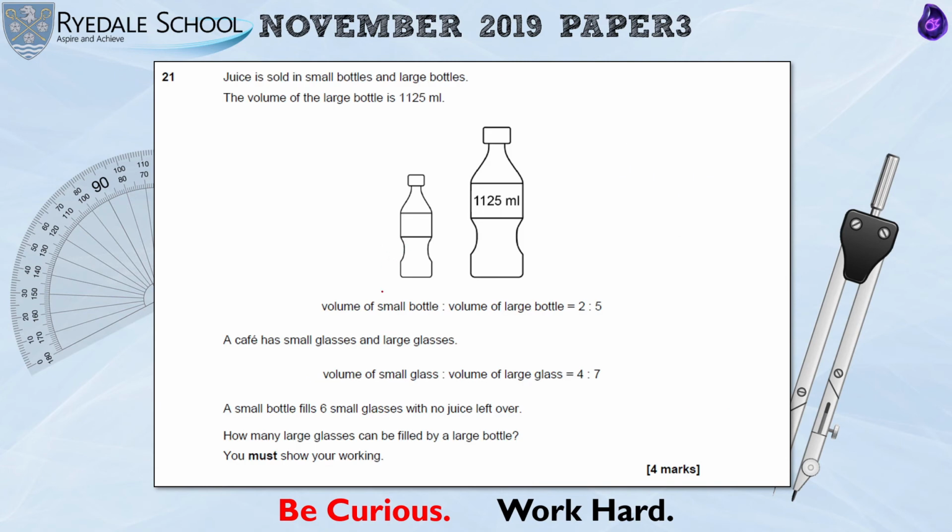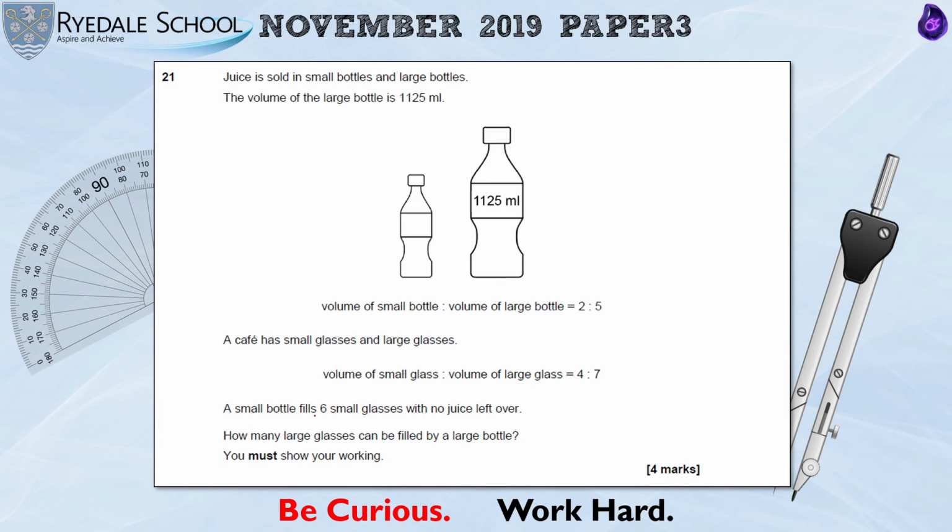Question 21. Okay, looks already interesting. Looks very, very similar to maybe a topic we've done recently. Again, I've left out a lot of the space, so I'll do the working out at the side. Juice is sold in small and large bottles, the volume of the large bottle being 1,125 millilitres. And we have got a volume ratio. The volume of the small bottle to the volume of the large bottle is 2 to 5. It then says a cafe has small glasses and large glasses, the ratio being 4 to 7.